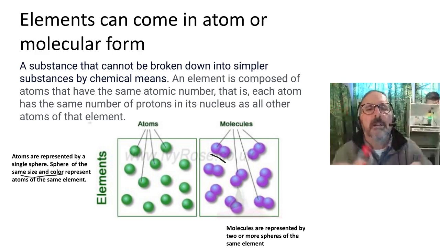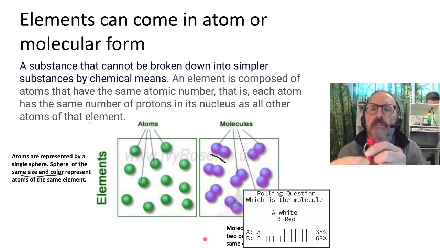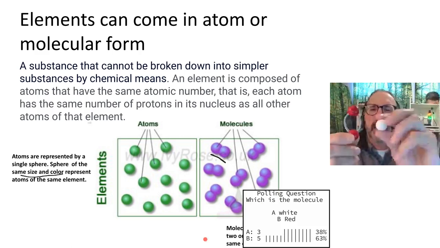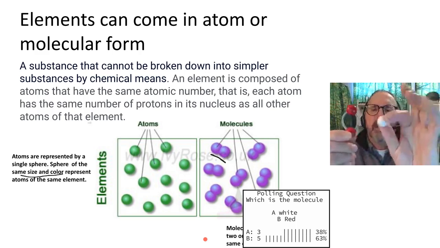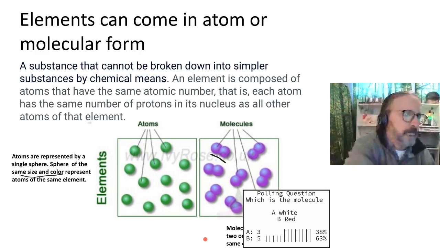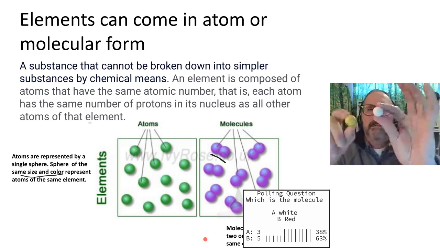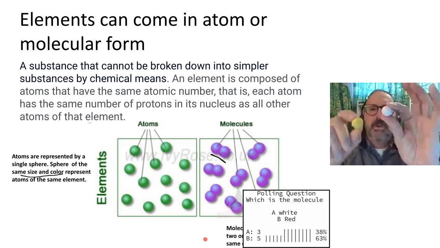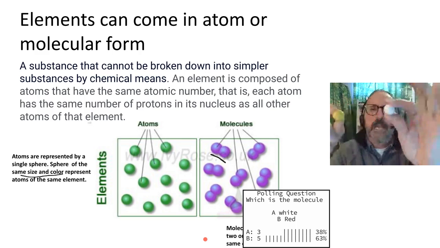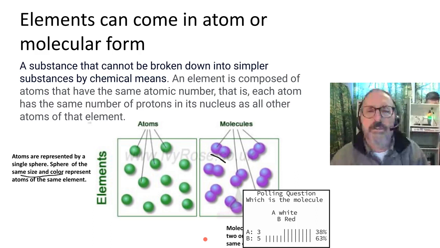All right, so the molecule. Most of you got that right. The red one is the molecule, and the white one is the atom. Single color. So here would be two atoms of two different elements. Let's say this was gold and this was hydrogen, two atoms. They're single. They're not connected in any way. So those are atoms.